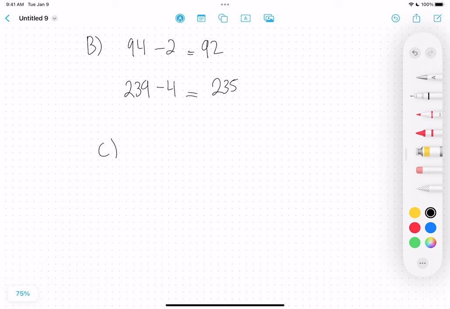RBE was like registered biological something. I can't remember what it was. Let me pull it up. What was it? Registered biological something. Let's see here. Or maybe not registered. Relative biological effectiveness. I don't know why I said registered.